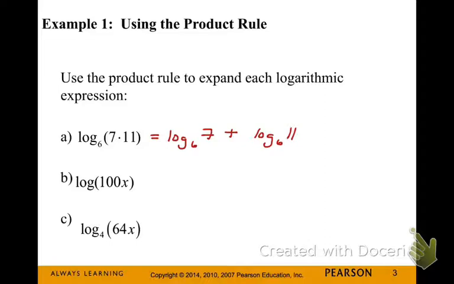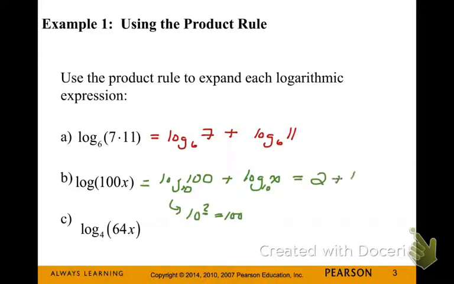Let's try these. Notice on the next one we have 100 times x inside the log. Since we don't have a log base given to us, we're going to assume that it's the common log, base 10. So this would become log base 10 of 100 plus log base 10 of x. But we might think back to simplifying logarithms. Log base 10 of 100 is the same thing as saying 10 to what power is 100? Well, that's 2, the second power. So that entire log base 10 of 100 just becomes 2, and our final answer will be 2 plus log x. If we can simplify the logarithm, we want to do so.